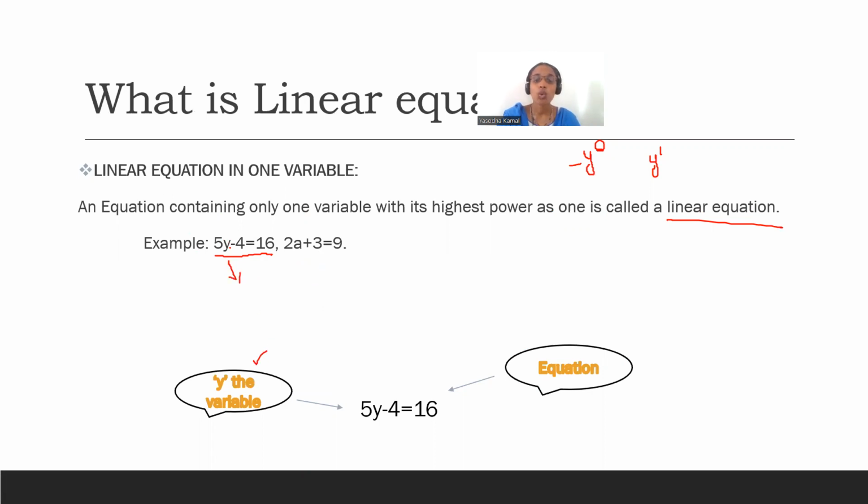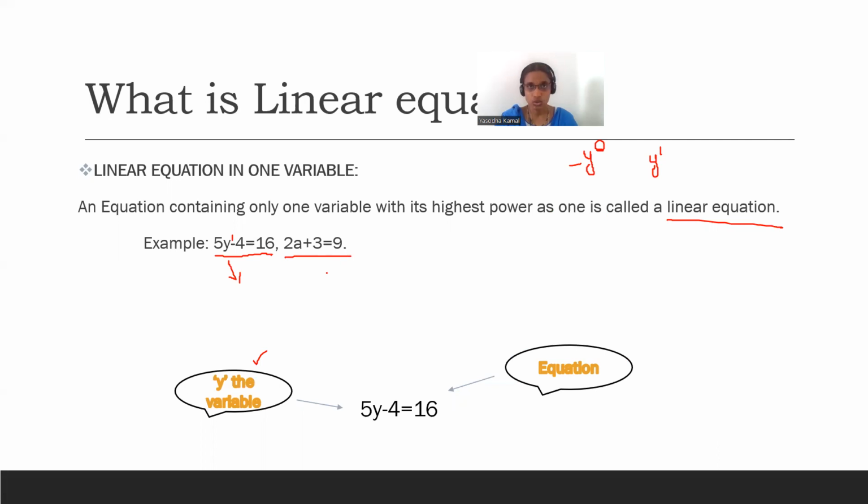And what about the power of y? Yes, it is said to be 1. So it is a linear equation in one variable. This equation involves only one variable, that is y. So it is said to be a linear equation in one variable. And can you tell me what is the next one?